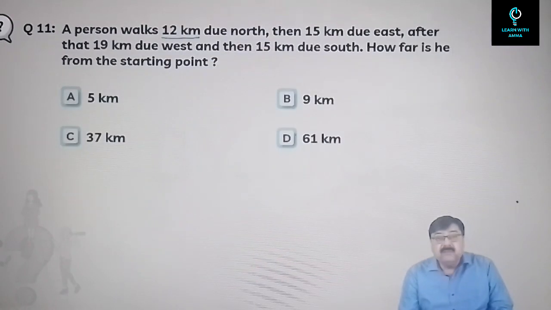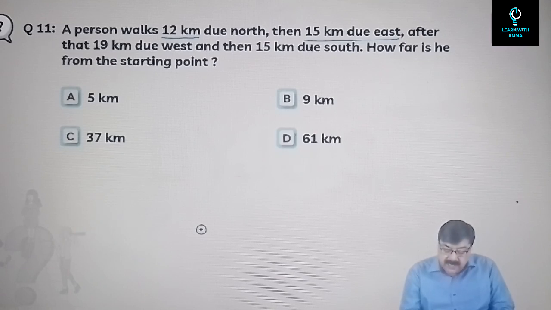A person walks 12 kilometers due north, then 15 kilometers due east. Now let us draw a diagram for this. Now this, let us say, is the starting point. From here the person walks 12 kilometers towards north. So let this be 12 kilometers to north. This is left, this is right. Then 15 kilometers due east.